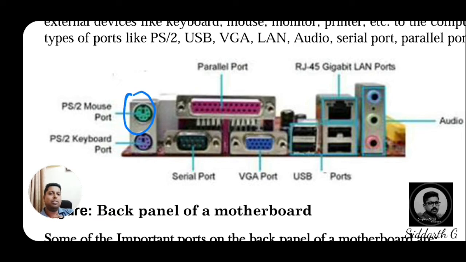Then after that mouse port, below it, again a PS2 keyboard port. It looks purple in color. Nowadays, of course, we are not using these two types of ports at all. Instead of these PS2 mouse and keyboard ports, nowadays we use USB ports, because present advanced keyboards and mice come with USB ports. Previously we used these two ports, but nowadays some advanced boards still provide these structures, though we are not using them.